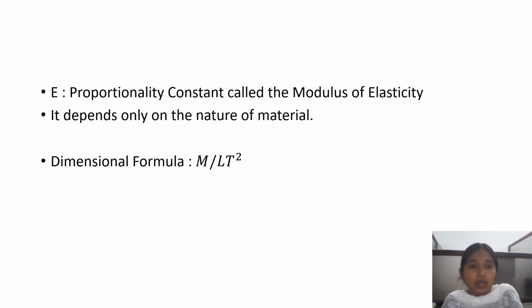So now E, the proportionality constant, is called the modulus of elasticity. It depends always on the nature of the material. And we have to note that the dimensional formula of modulus of elasticity is M raised to minus 1 T raised to minus 2.